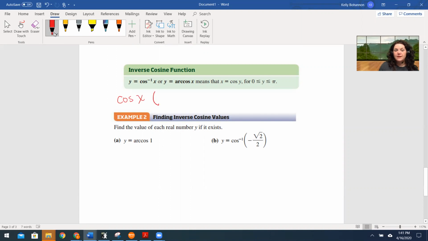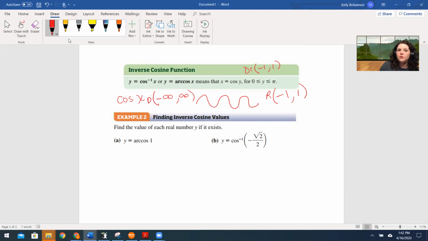The domain is negative infinity to infinity, right? Because it goes on and on and on. But the range, let me put a D right here so we know that this is domain. The range of cosine goes from -1 to 1, which means for arc sine, those two things would be reversed. So the domain of cosine is going to be -1 to 1.